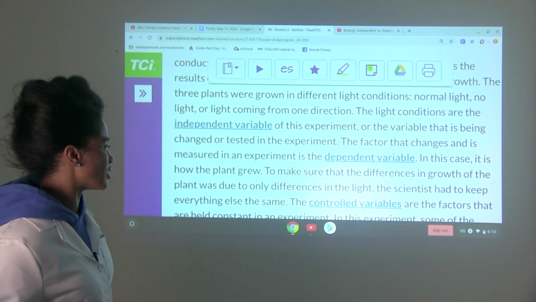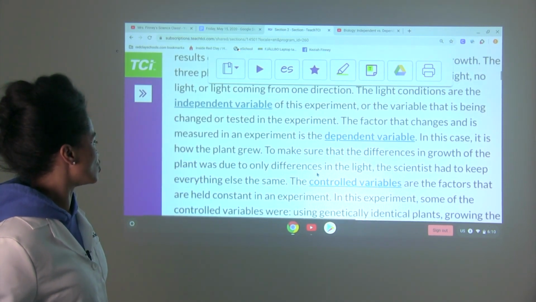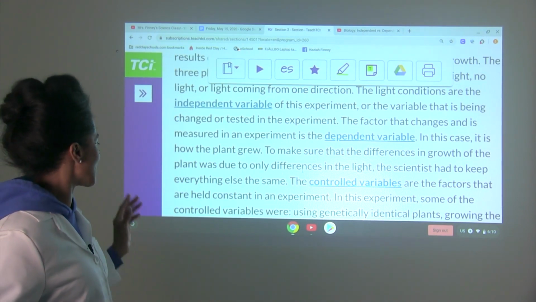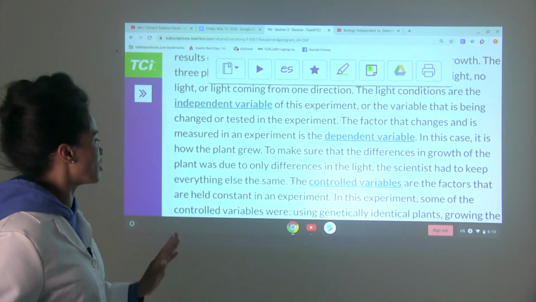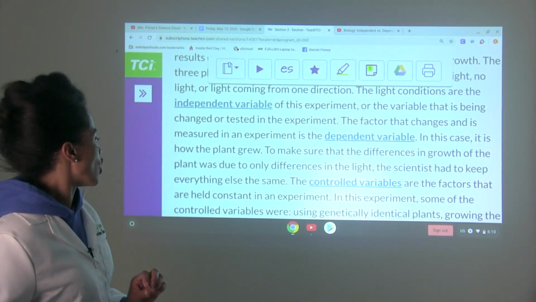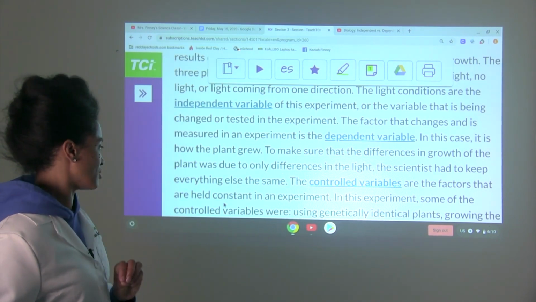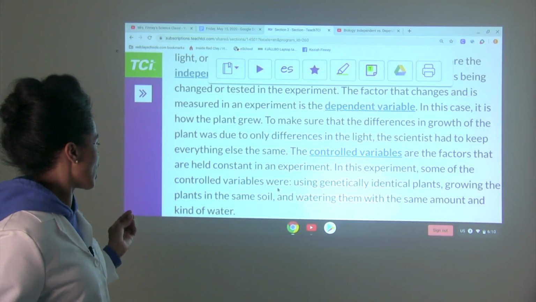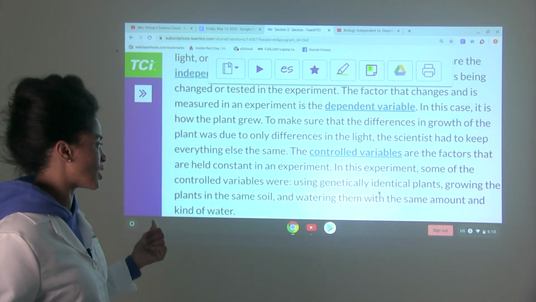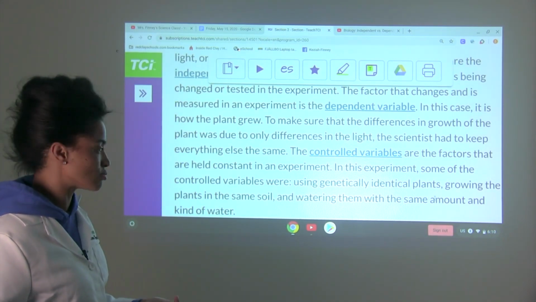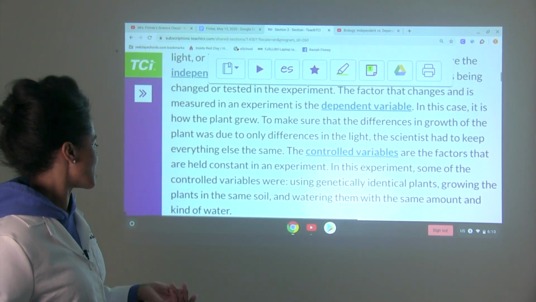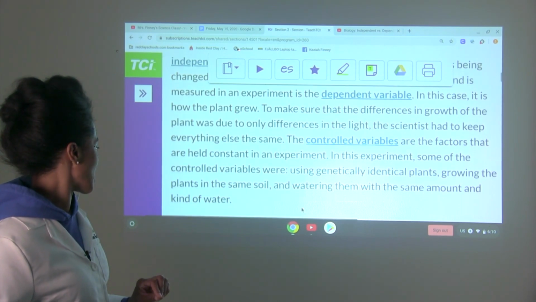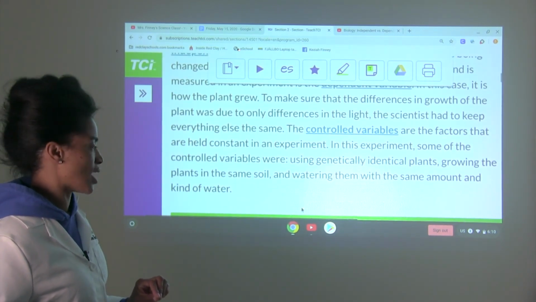To make sure that the differences in growth of the plant were due to only differences in the light, the scientists had to keep everything else the same. The controlled variables are the factors that are held constant in an experiment. In this experiment, some of the controlled variables were using genetically identical plants, growing the plants in the same soil, and watering them with the same amount and kind of water.